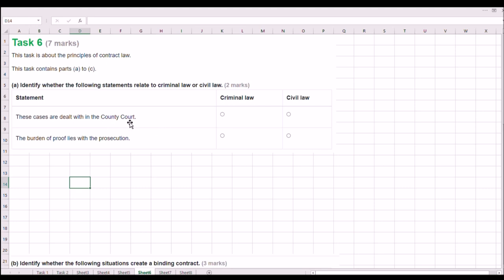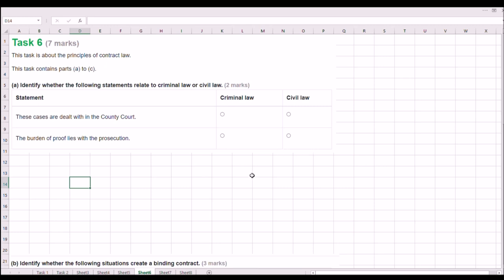Right, so this is the lower court, really, the county court. The lower court for criminal law is magistrates, and the lower court for civil law is county court. The burden of proof lies with the prosecution. So there's a prosecution for a start, and the prosecution is in the criminal law.